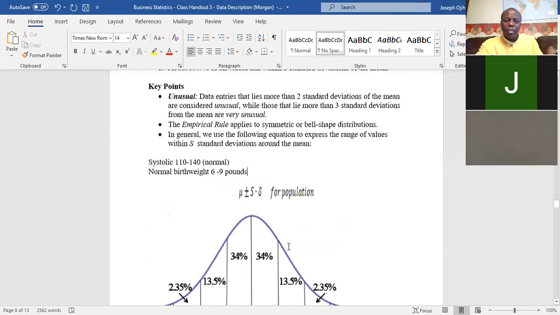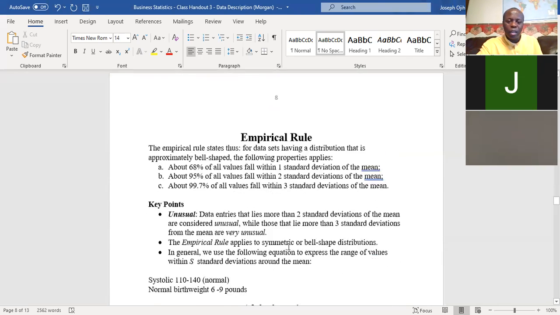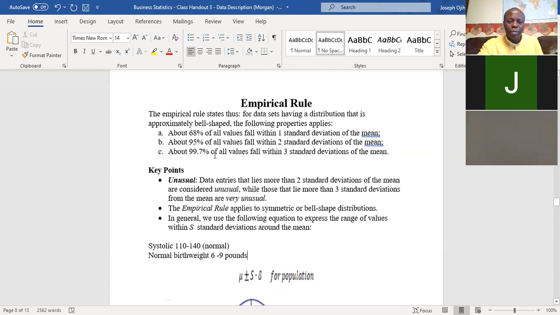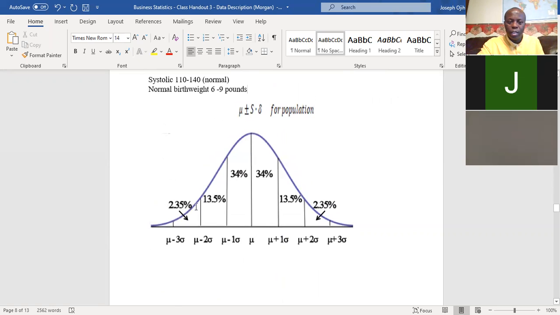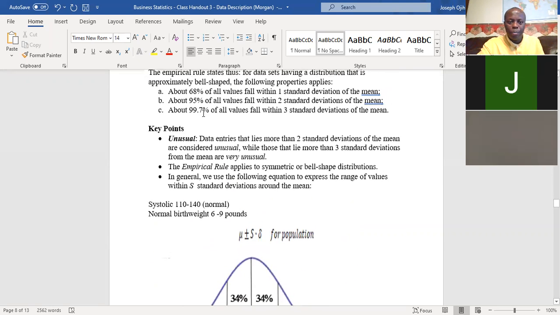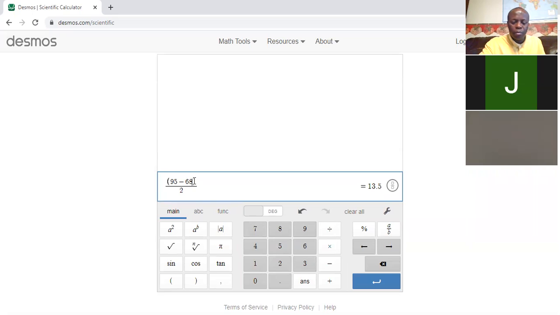Now, the same thing applies to this when it says that 99.7% fall within 3 standard deviations. That means we already have 95 here. So to get this part, we use 99.7 minus the 95 that we already have and divide it by 2. Why do we keep dividing by 2? Because there are 2 sides, left side and right side. So 99.7, okay, well, right here.